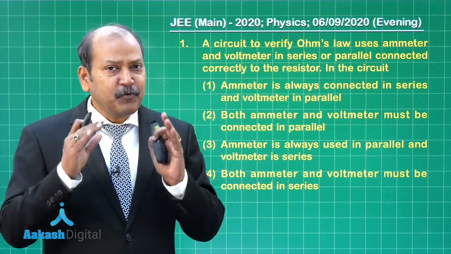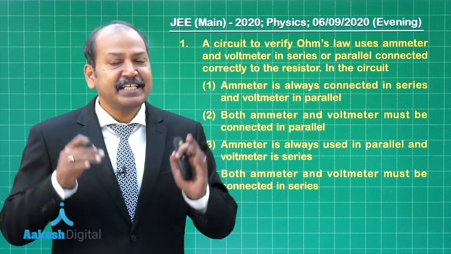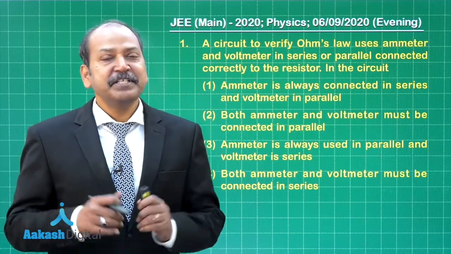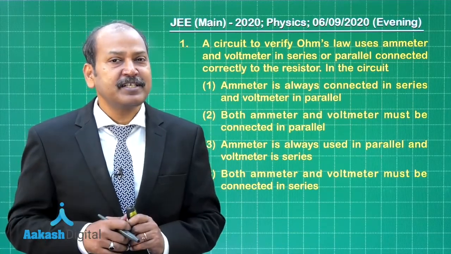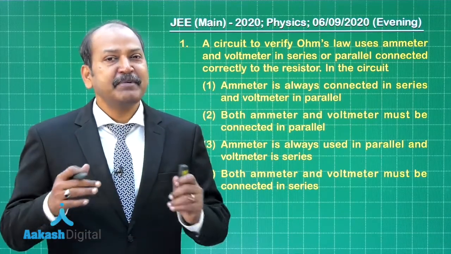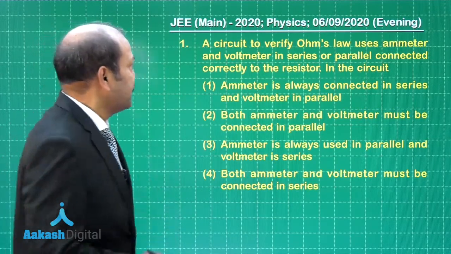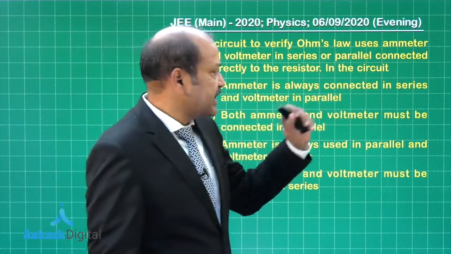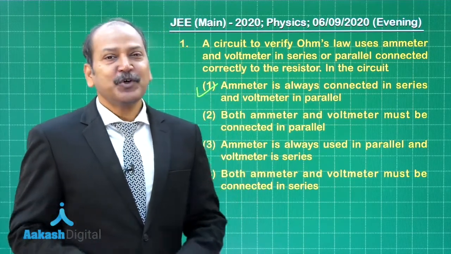Whereas, the voltmeter is supposed to measure the potential difference between 2 points, and it has to be connected across those 2 points. So, that means the voltmeter must be connected in parallel across the resistor, whereas the ammeter is to be connected in series, which means the first option is the correct one. It says ammeter is always connected in series and voltmeter in parallel. Let us go to question number 2.